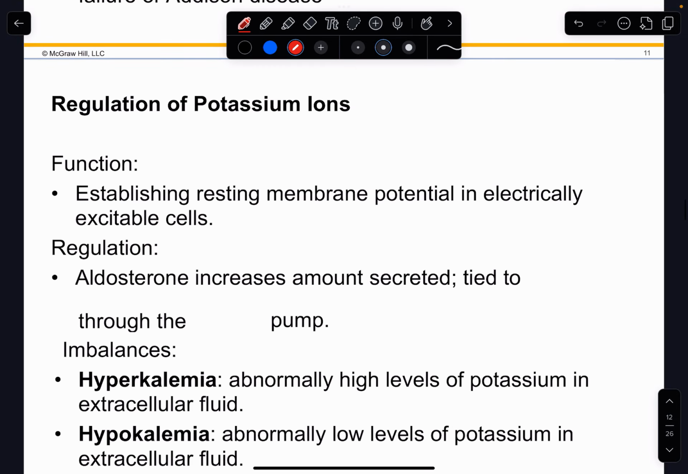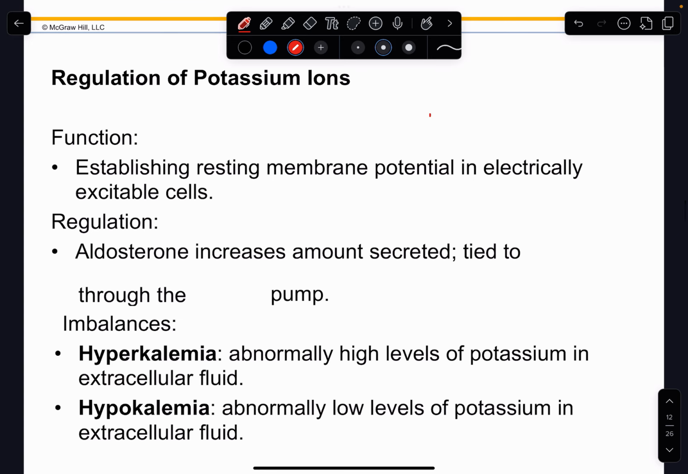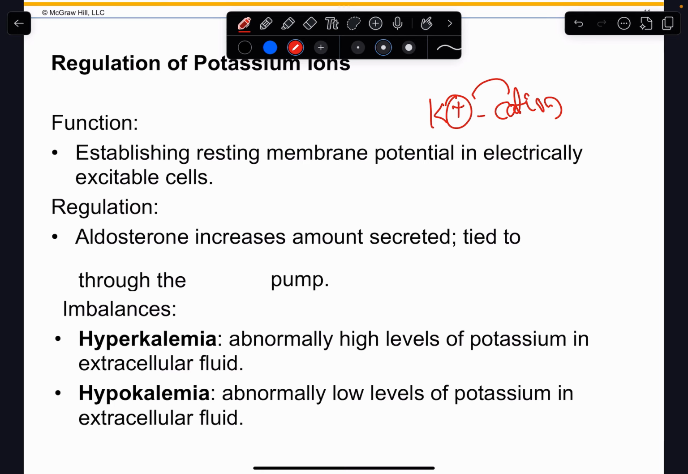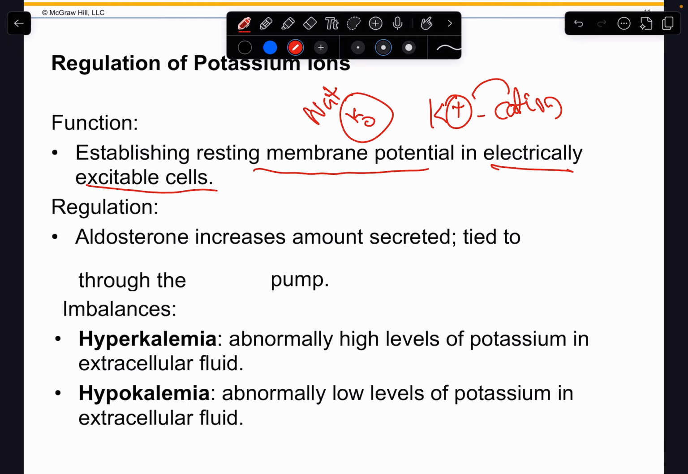Another ion is potassium, K plus, a cation. Anything positive is a cation. Thus it establishes membrane potential in electrically excitable cells. When you look at the cell, there is more sodium outside the cell, and inside the cell there is more potassium. Remember this one, if you are lacking or you have too much potassium.